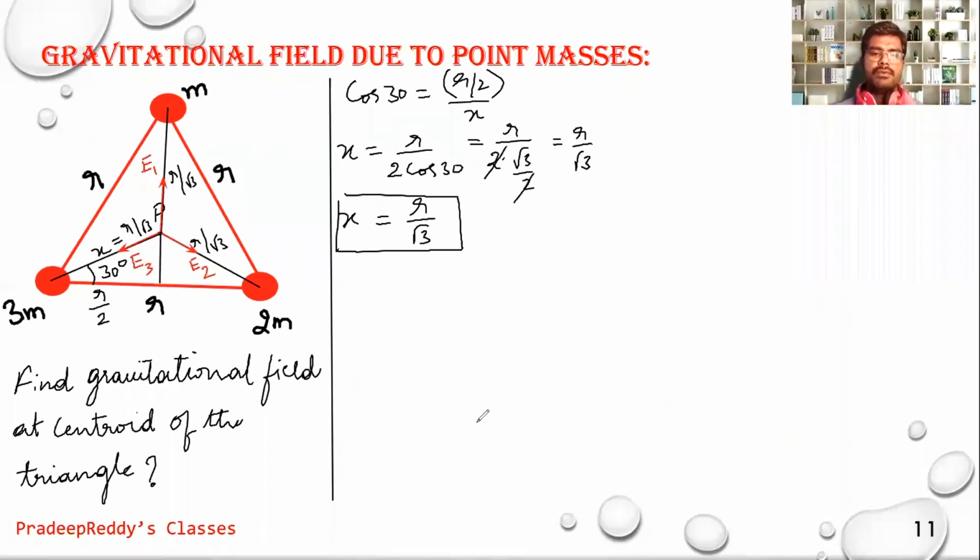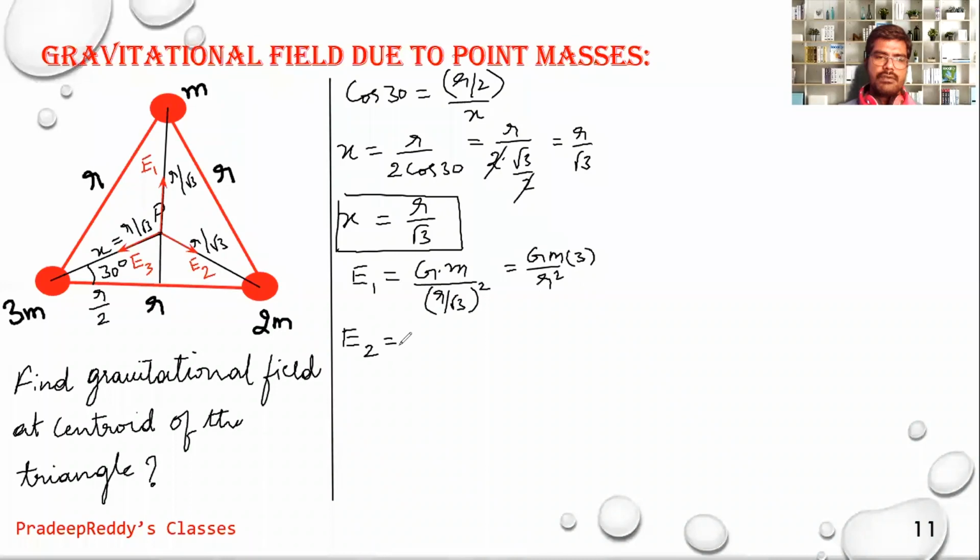Okay, E1, E2, E3 are the gravitational fields acting due to these 3 masses. Now how do you write E1? E1 is equal to capital G m divided by the distance, which is r by root 3 whole square. This is equal to capital G m divided by r square into r square divided by 1 by 3. That 3 goes here. This is 3 and mass is m, that is E1.